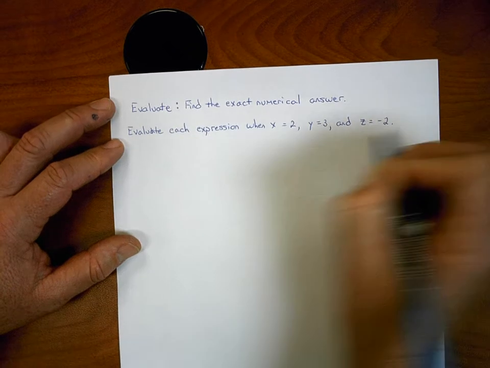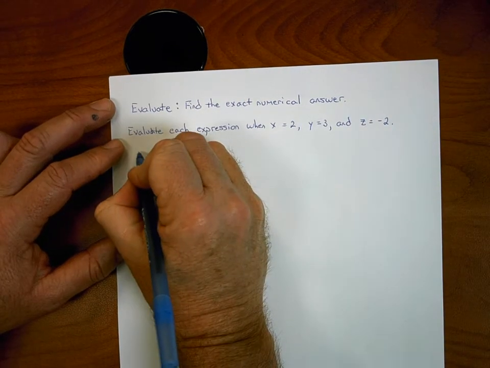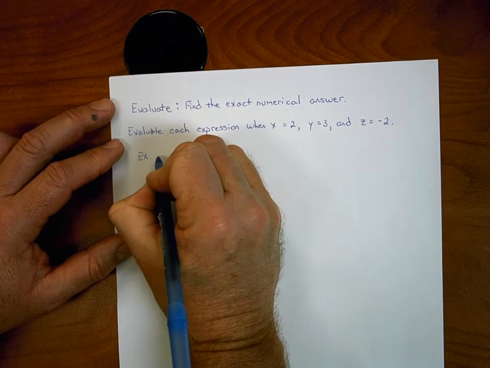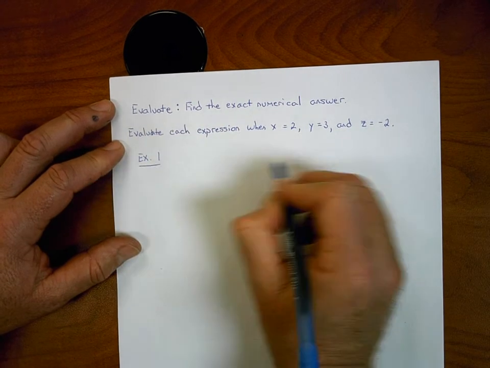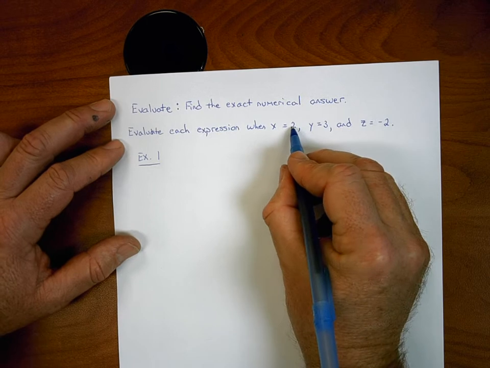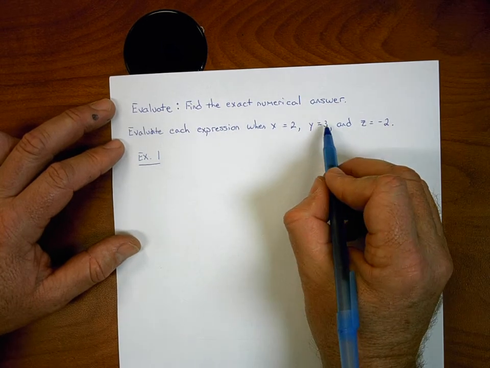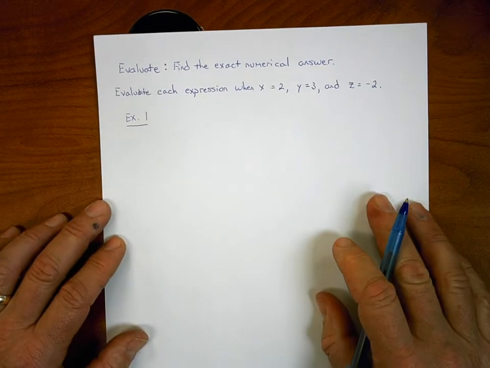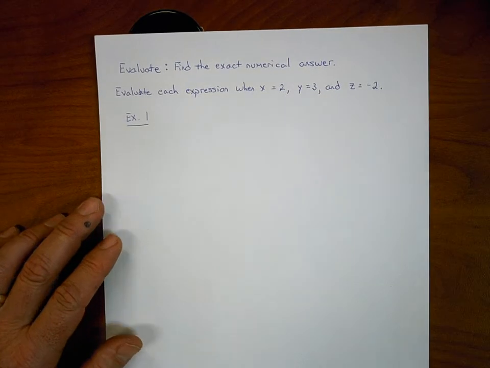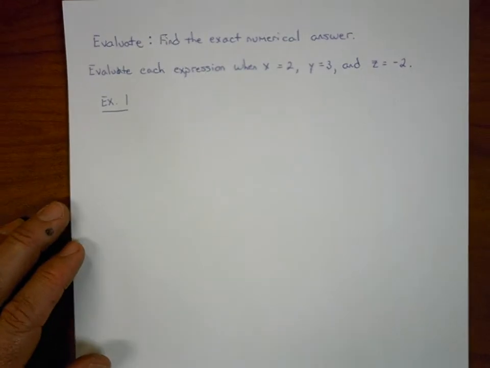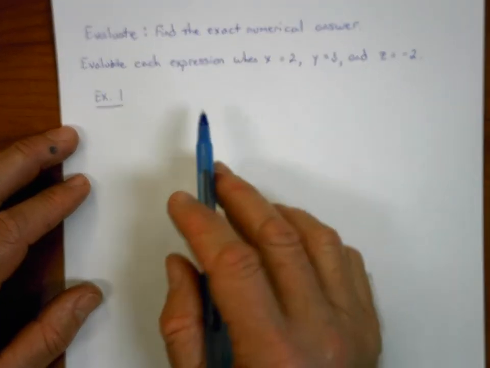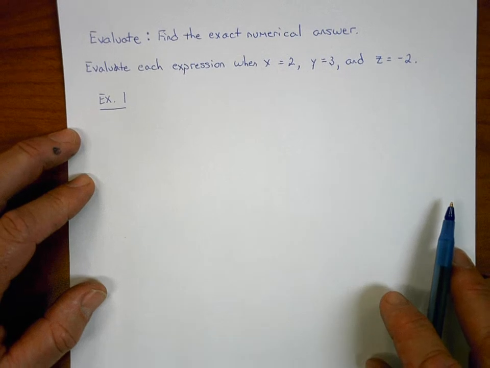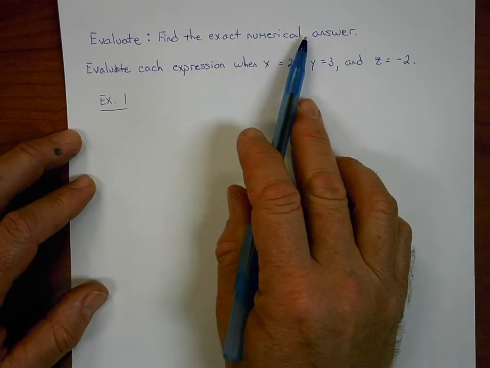So what that means is that for each one of the 3 examples that we are going to evaluate, every time we see an x, we're going to substitute the value of 2. Every time we see a y, we're going to substitute the value of 3. And every time we see a z, we're going to substitute the value of -2 into whatever expression I'm giving you. And then we're going to work it out by following the math operations to get an exact numerical answer.